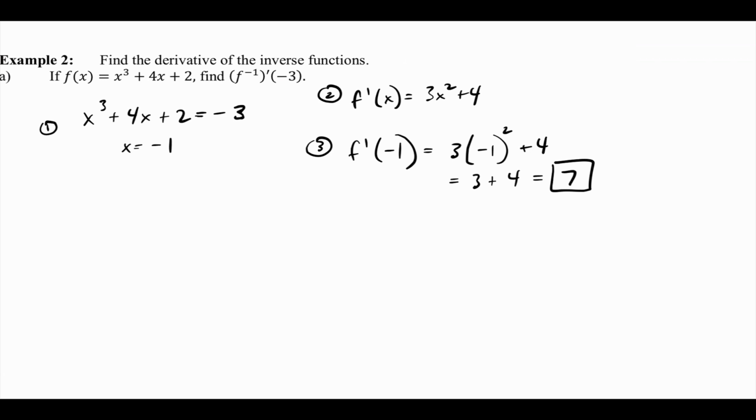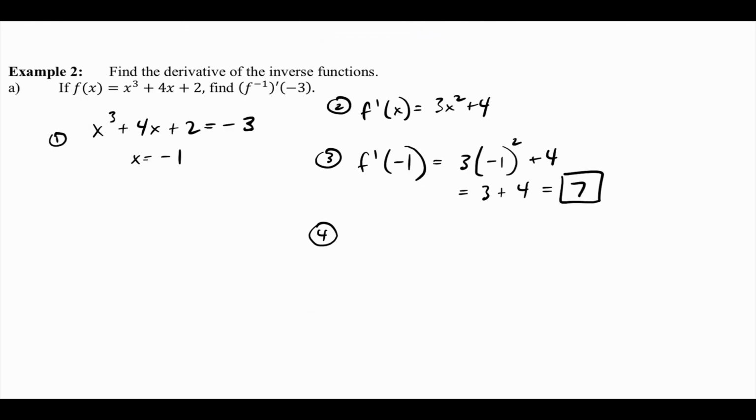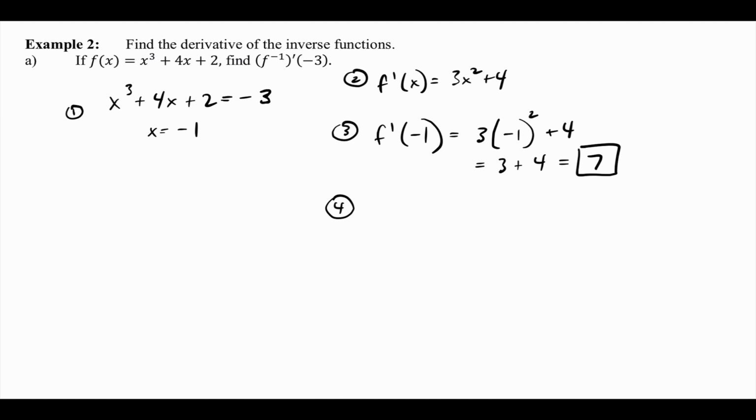Okay. Last step. Flip it. What do I mean by flip it? Instead of 7, it's 1 over 7. Yeah, 1/7. Yep, that's your answer. 1/7. So f inverse prime of -3 equals 1/7.